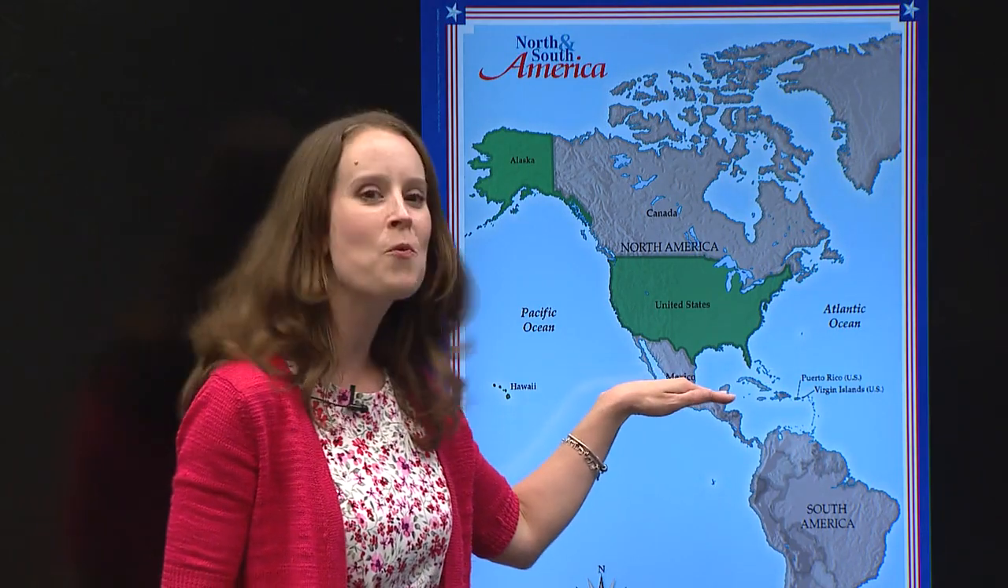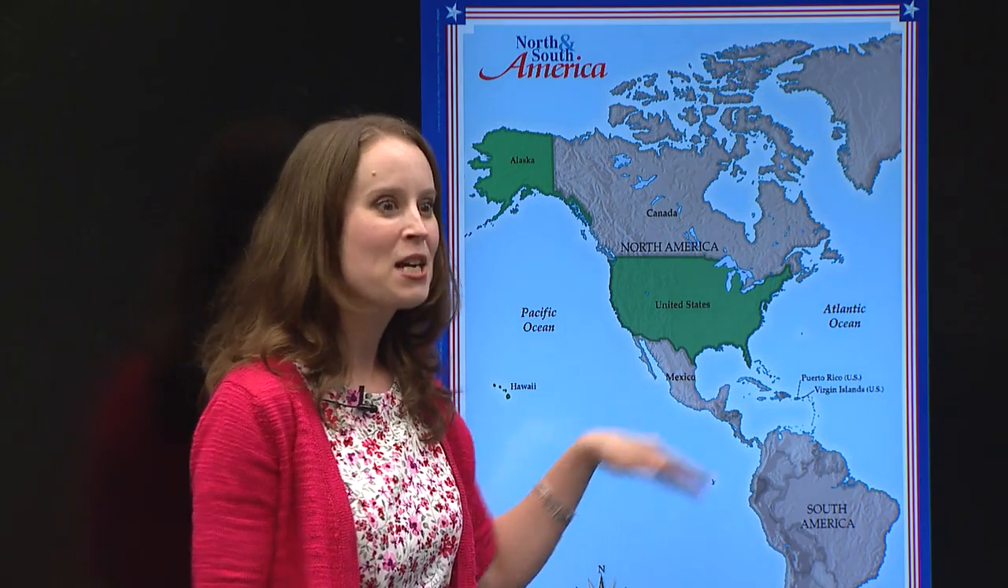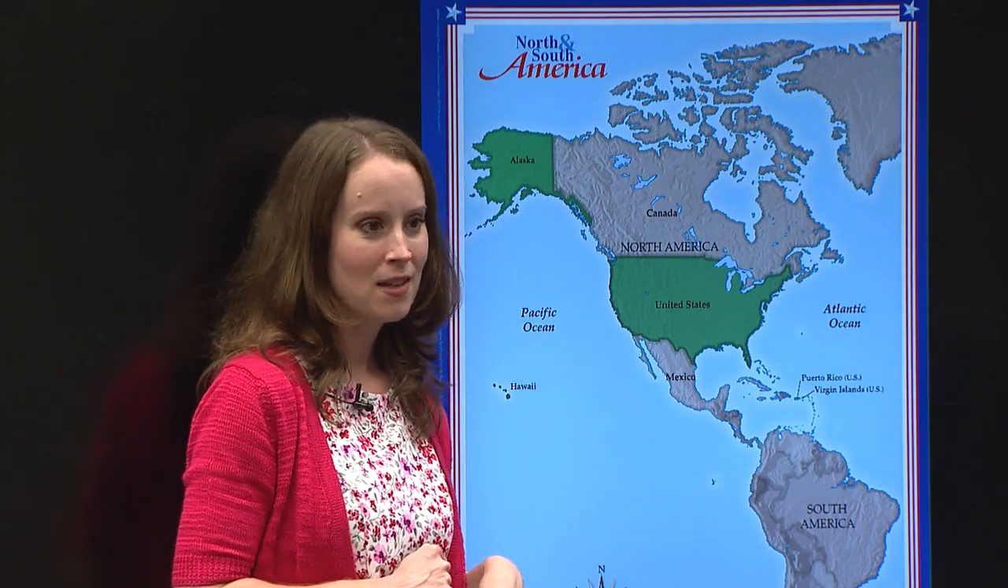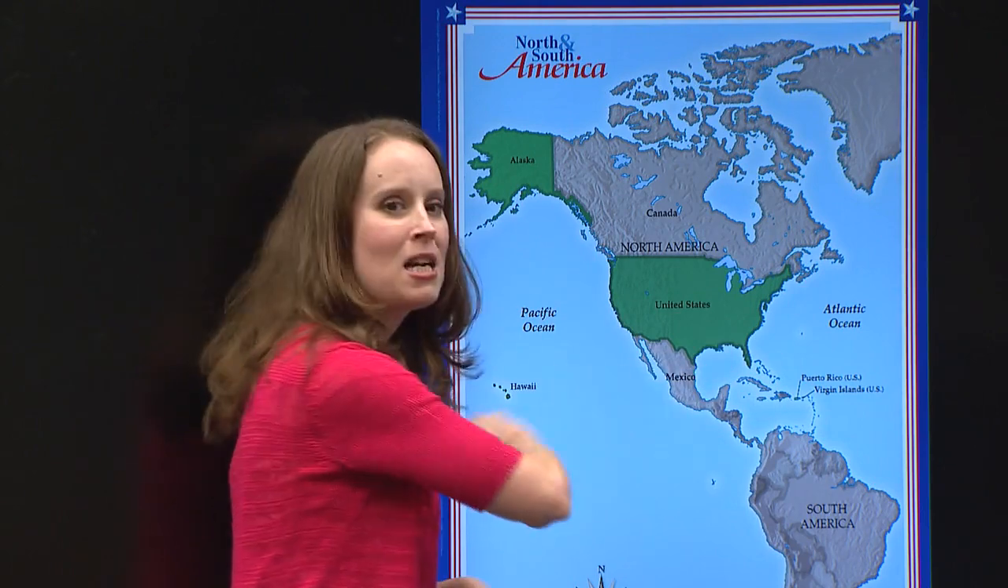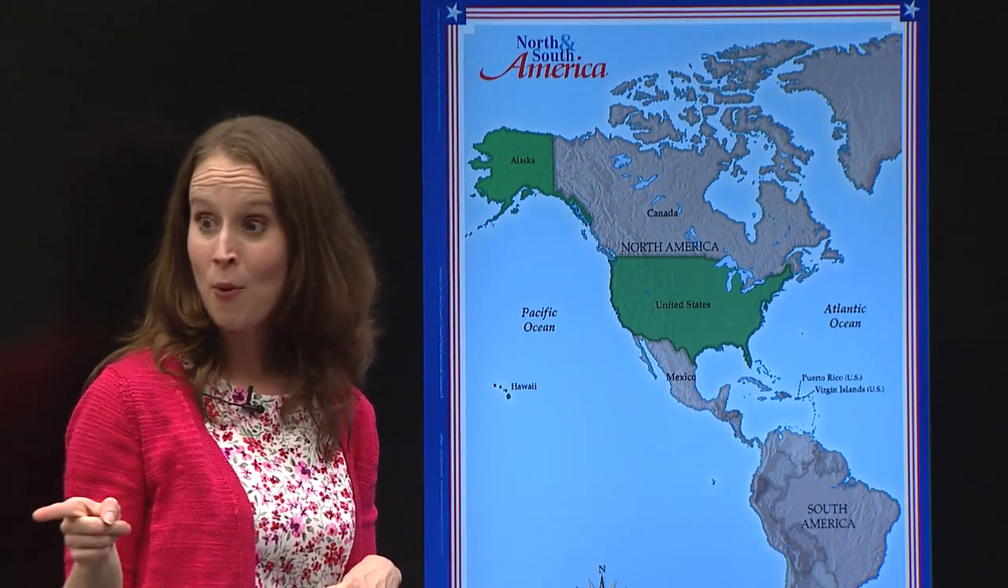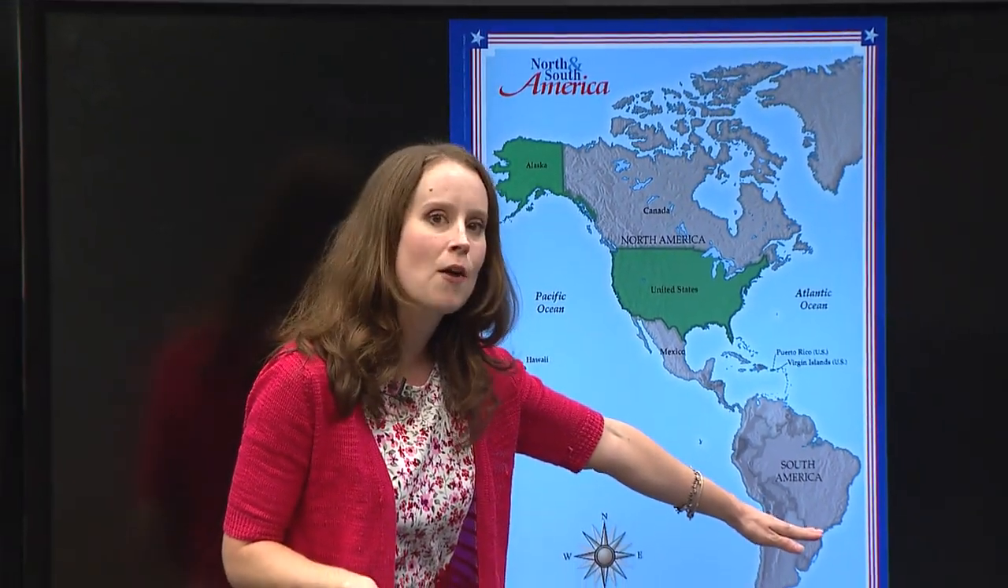And girls watching, what is our neighbor to the south called? And what is the name of our neighbor to the south, Tanner? Mexico. Mexico is it, and this makes the continent of North America. Now, Trey pointed out to us the continent that's right below us, and it's the continent of South America.